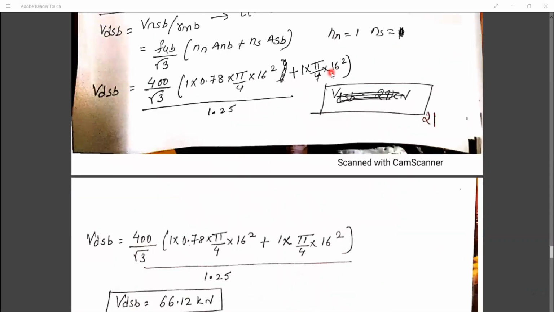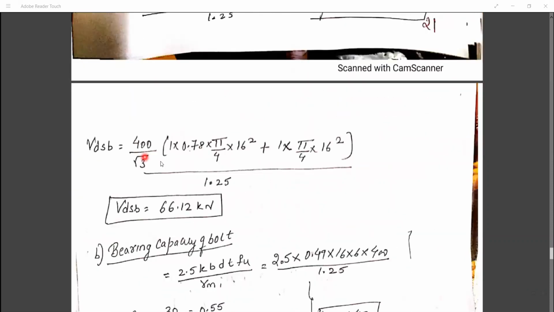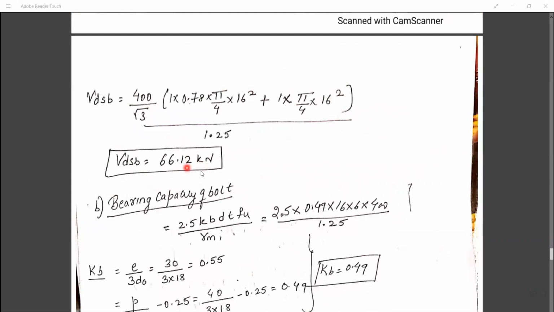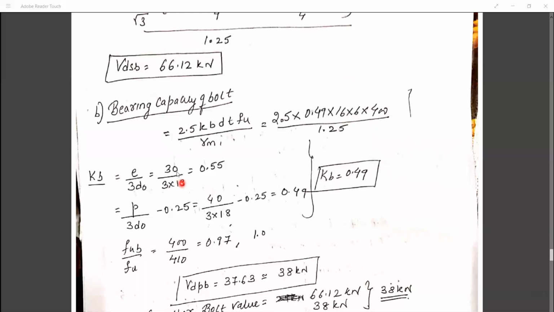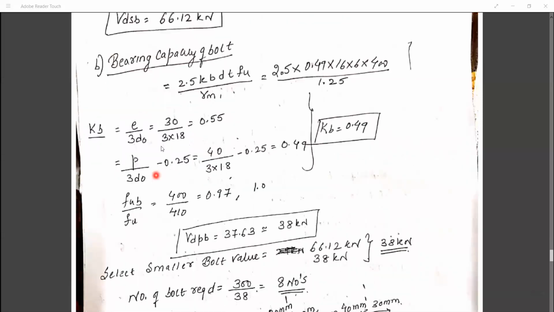So next will be Nn is equal to 1 and Ns is equal to 1. So VDSB will get around 66.12 kilonewton. Then you need to calculate bearing capacity also, 2.5 kb d t fu by gamma m1. This is partial safety factor. Go to page number 30, table number 5. Here kb value you can know, E by 3 d naught, 30 by 3 into 18. How we got edge distance? 1.5 into d naught. Then pitch distance P by 3 d naught minus 0.25.